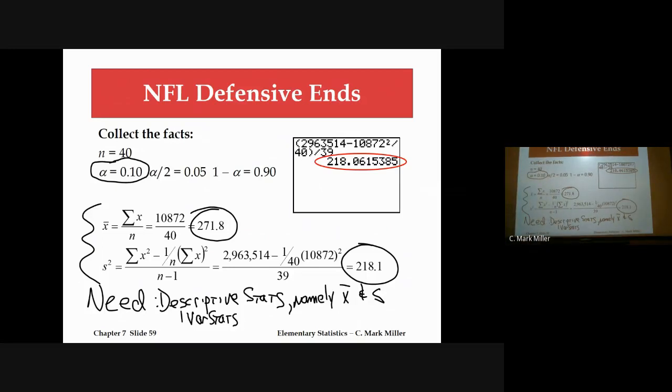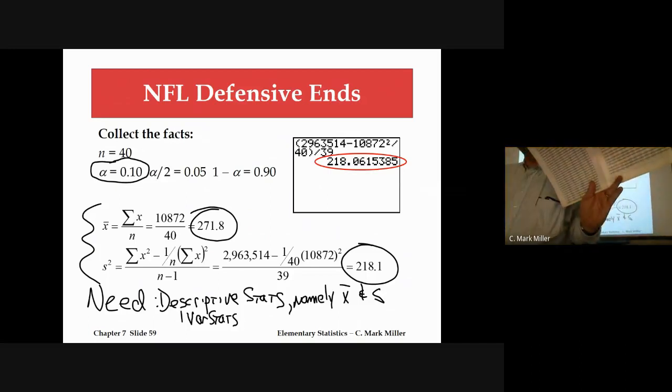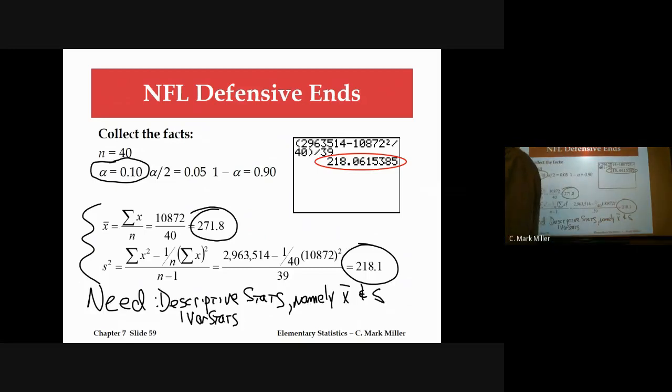If you're asked to do this by hand, you go to the table and just use 40 degrees of freedom. That's what you do. If you can use your calculator, you find 39 degrees of freedom and find out what that is.